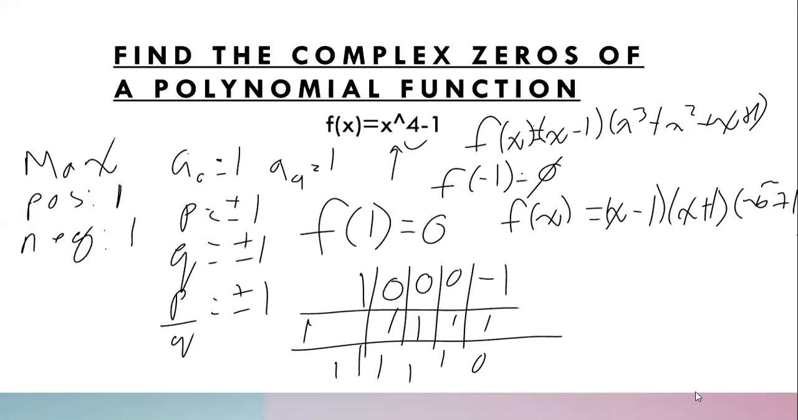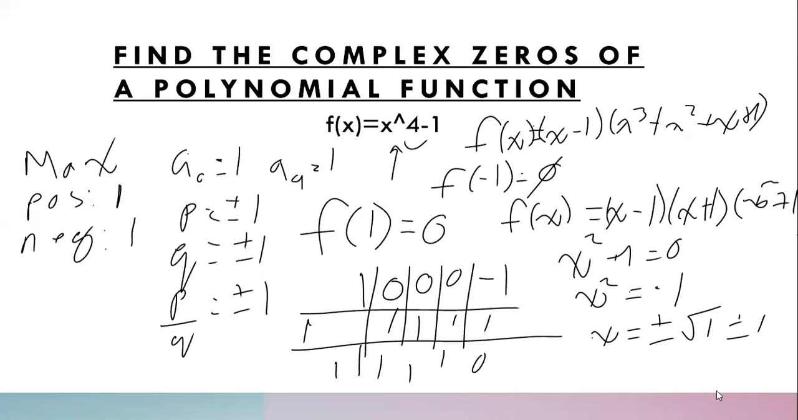So finally, to find the last 2 zeros, we would do x squared plus 1 equals 0, which is x squared equals negative 1, and then x equals plus or minus the square root of negative 1, which is plus or minus i. So your zeros for this equation would be negative 1, negative i, 1, and i.